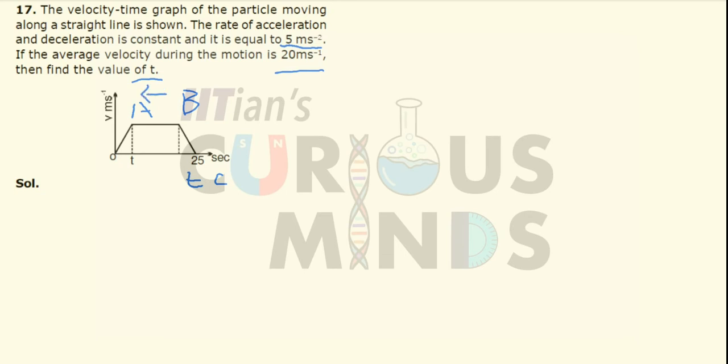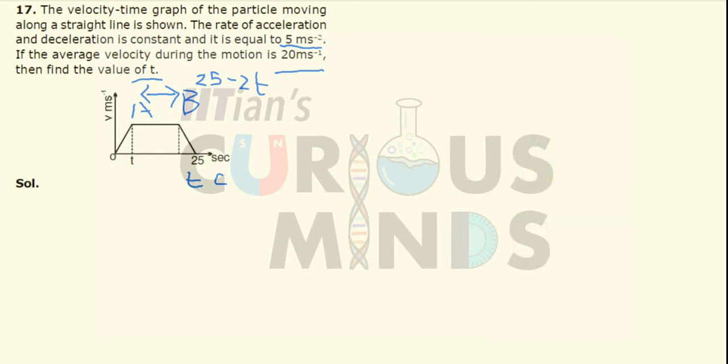So if I find out this distance, it will be equal to the entire distance, that is the base of the trapezium. If you consider the base of the trapezium, it is 25. So this distance will be equal to 25 minus 2t.